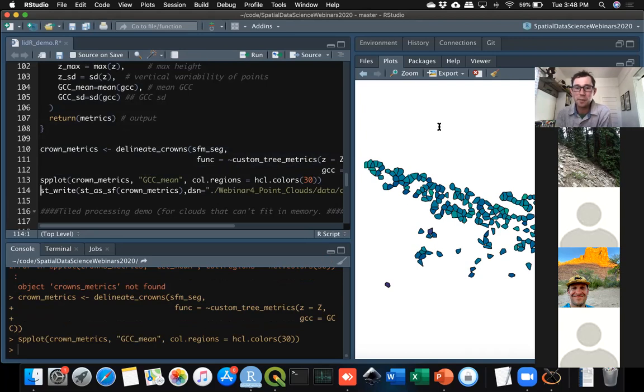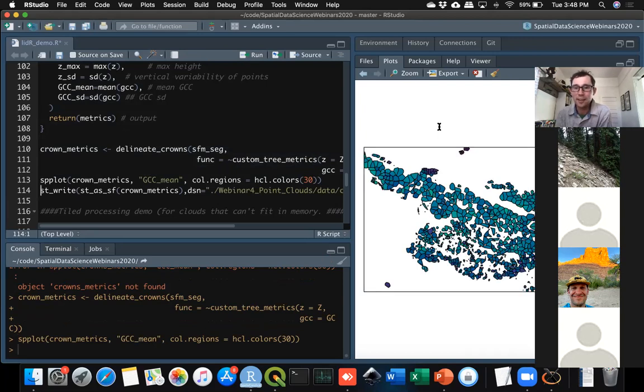And the color scheme here is based on the mean green chromatic coordinate for each polygon. So you could sort of imagine this as a measure potentially of tree health. The greener something is, presumably the more leaves it has relative to branches. And so this might be a good metric to use as, for example, a predictor of forest mortality, like in the analysis I was working you guys through before.